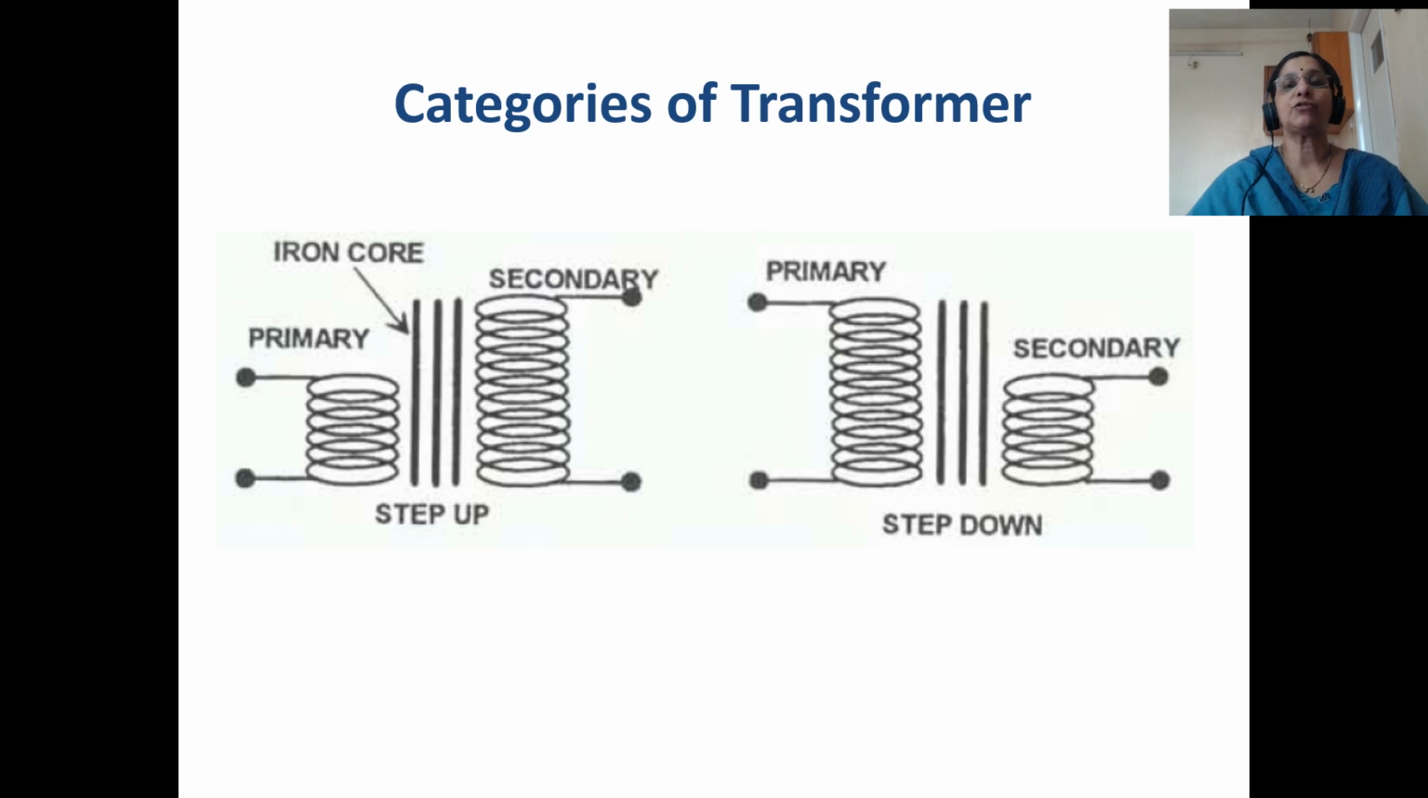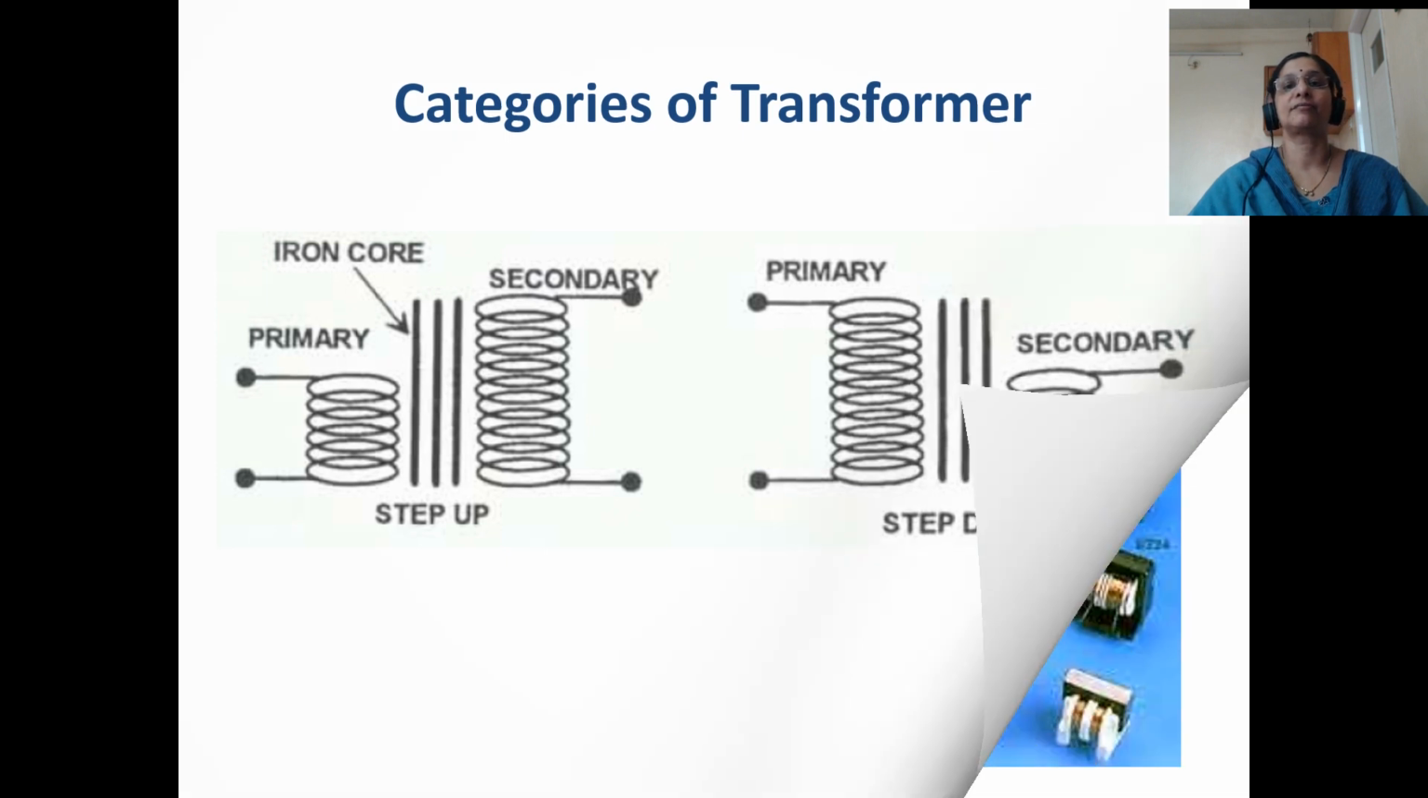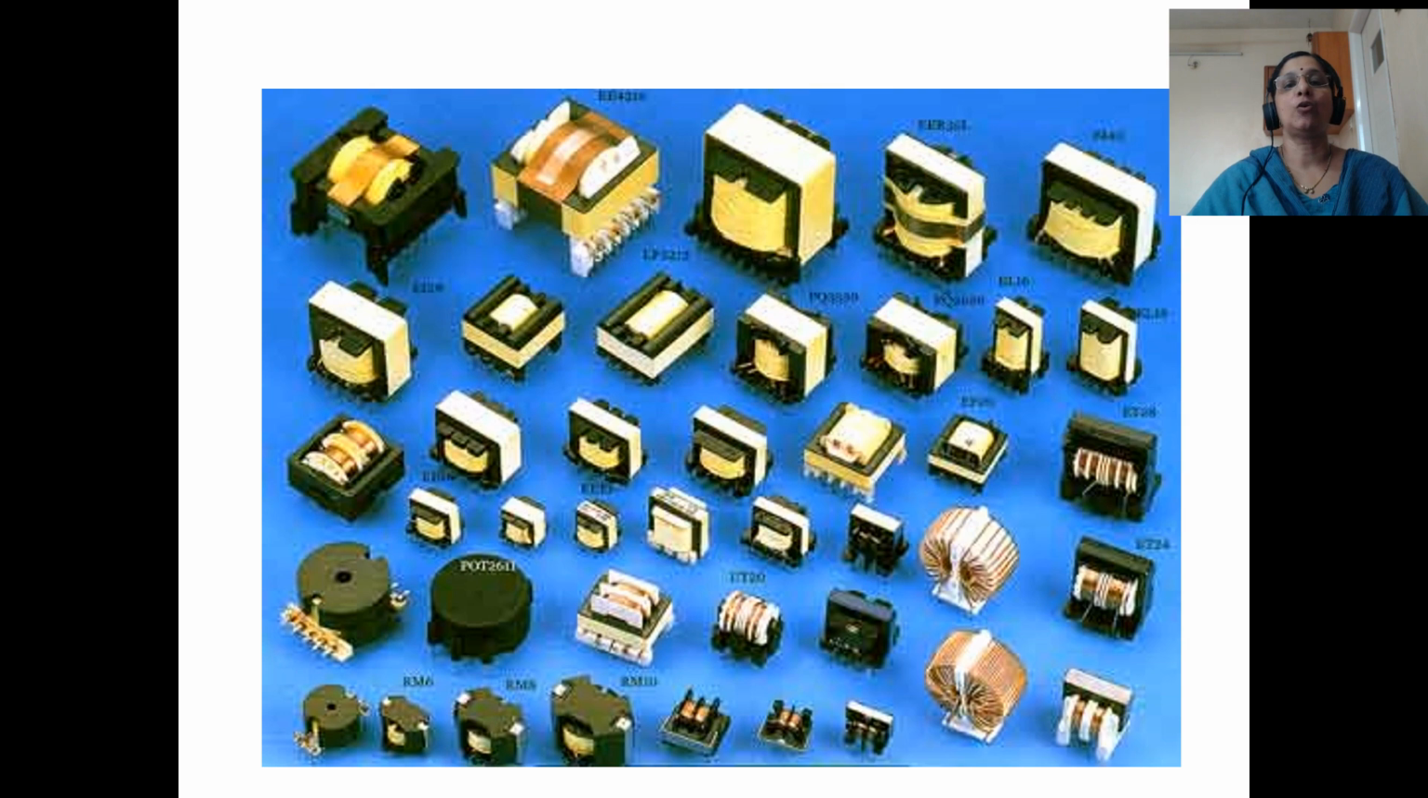There are two types of transformers, step up and step down. This basically depends on the turns ratio of the transformer, or the ratio of the turns in the primary to the turns in the secondary. These are how the transformers look.